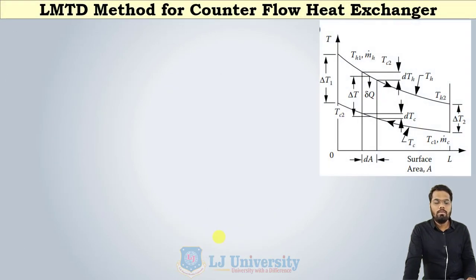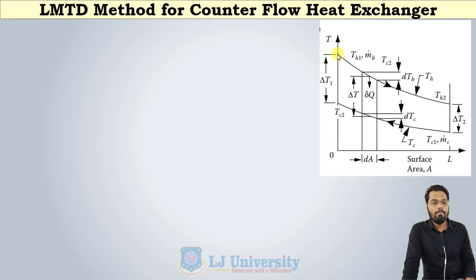Now, LMTD method for counter flow heat exchanger. So we know that for a counter flow heat exchanger, the hot fluid and the cold fluid are going to enter from different locations. Suppose the hot fluid is entering from the left side of the heat exchanger, then the cold fluid is going to enter from the right side of the heat exchanger.